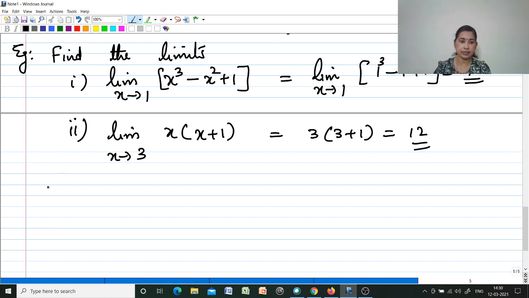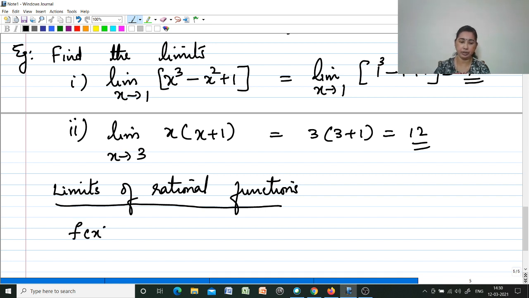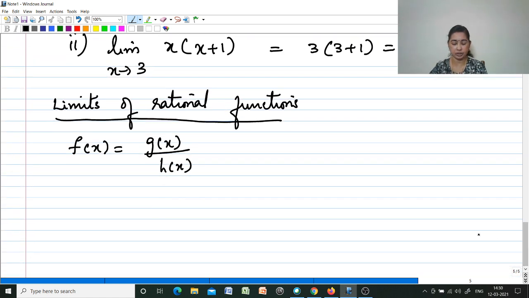Now next is limits of rational functions. So we should know what a rational function is. As all of you know, a rational function means f of x is equal to g of x divided by h of x. So how to apply limits for a rational function? Let us take an example.